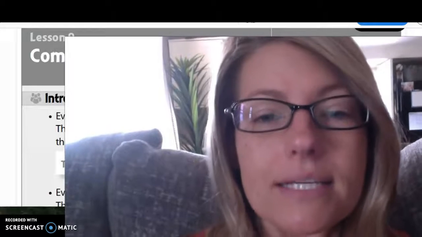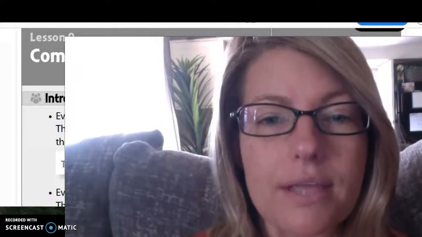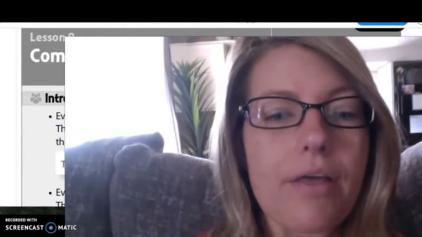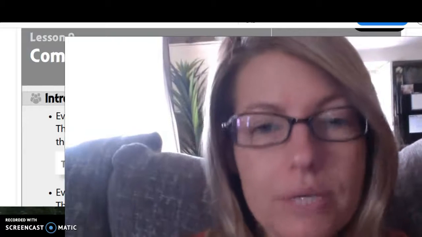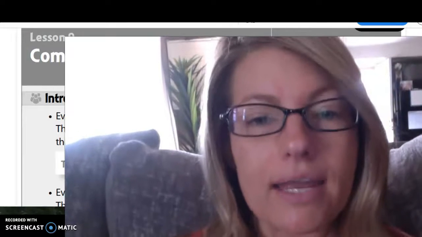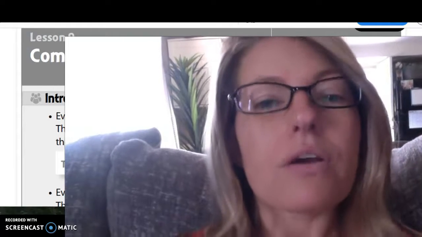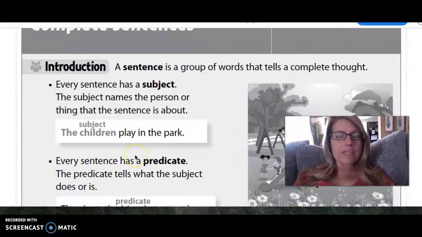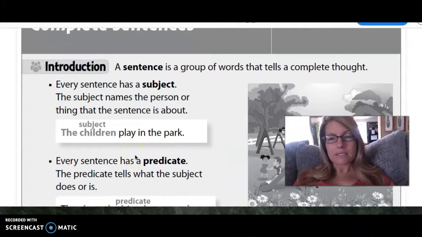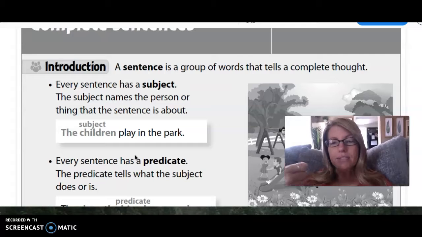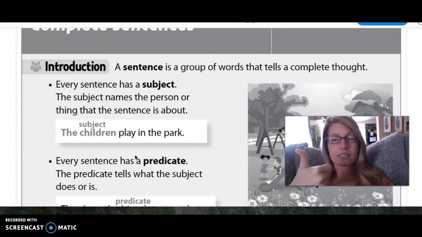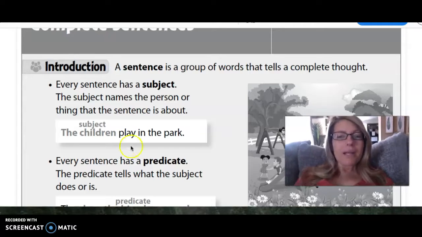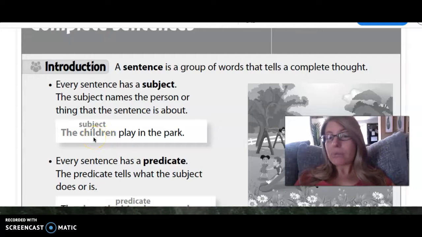A complete sentence is a group of words that share a complete thought. A complete sentence always starts with a capital letter and ends with a period, question mark, or exclamation point. We are going to start by talking about what makes a complete sentence. Well, I said capital letters at the beginning make a complete sentence. Periods at the end of the sentence make a complete sentence. But also, your sentence has to have a subject and a predicate.